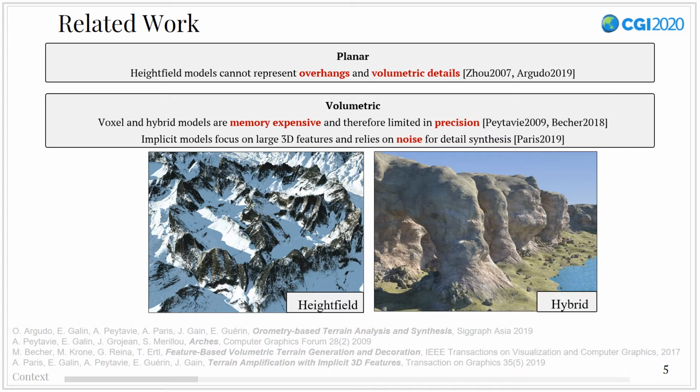Recently, implicit models have been introduced for modeling large 3D terrains, with features such as karsts, sea caves, and hoodoos. While this model can theoretically reproduce highly precise geometry at a low memory expense, existing work only relies on noise for the mesoscale and microscale details. In this paper, we extend this implicit model and introduce new primitives and operators for mesoscale and microscale features.